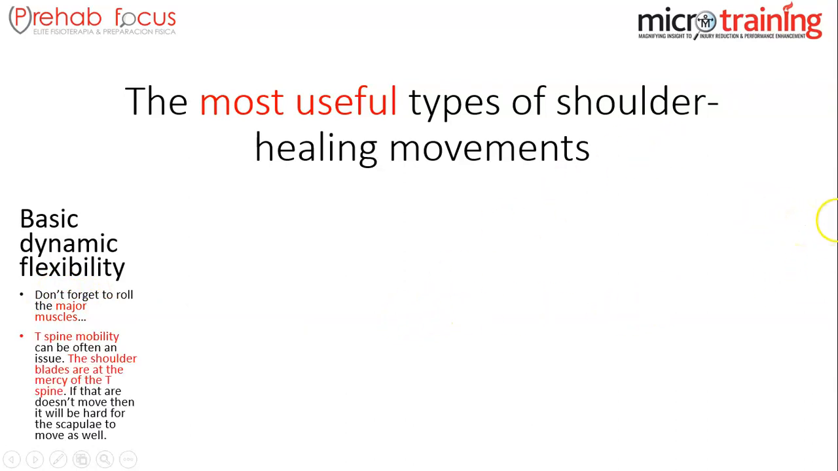Thoracic spine mobility can often be an issue. So this is very important, and not many people pay attention to it. So always pay attention to the thoracic spine. If it's kyphotic, it's a very common situation where you cannot fully make a full overhead movement just because of the kyphotic position of your thoracic spine. So the shoulder blades are at the mercy of the thoracic spine. If that doesn't move, then it will be hard for the scapula to move as well.